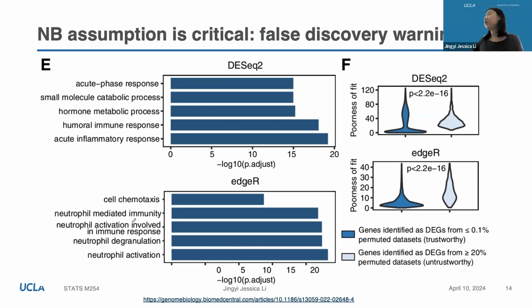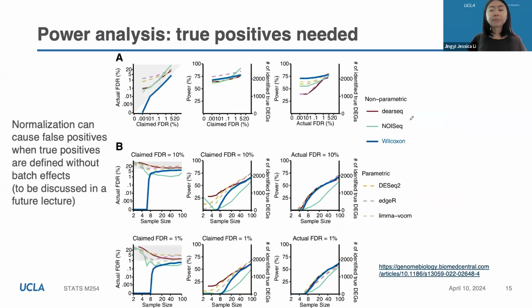So the gene set enrichment analysis is not enough. Indeed, we checked how well the negative binomial fits the data, and we do see a relationship. For the genes that are identified from many permuted data sets, the fit of the negative binomial is poorer compared to the genes that are rarely identified from permuted data. Okay.